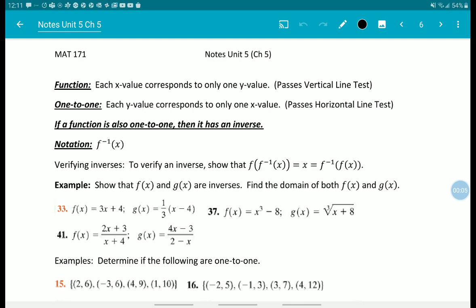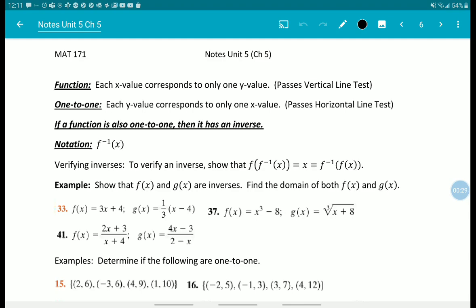Let's talk about inverse functions. So we need to review a few things first. A function is a very special kind of relationship. We said each x value corresponds to only one y value. And back in that first unit, we said we could tell whether we have a function by using the vertical line test. Well, now we need to talk about the definition of one-to-one.